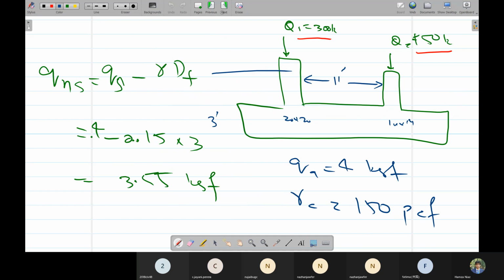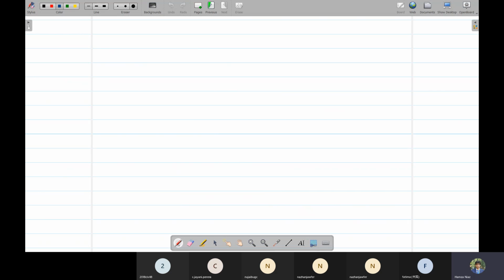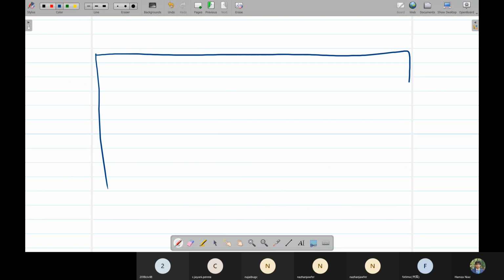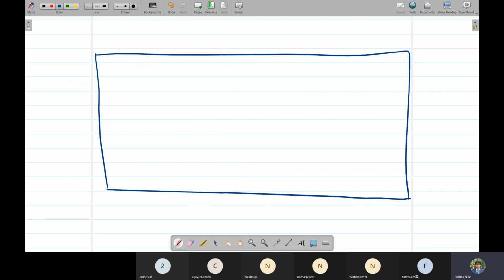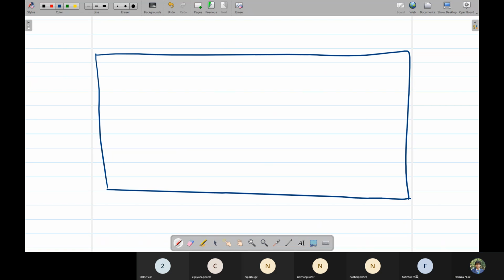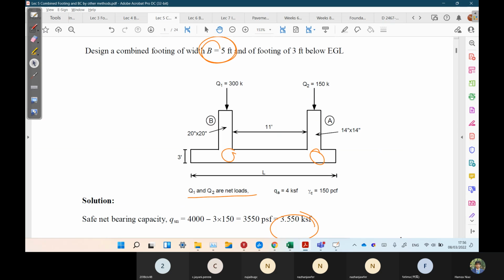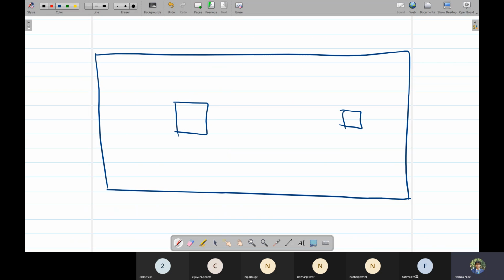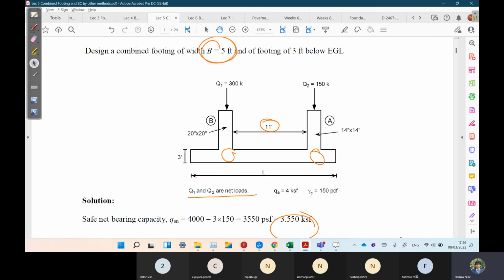If we draw the plan view of the footing, the column is present here, approximately 20 by 20, and this is the shorter column, 14 by 14. Q1 is acting here and Q2 is acting here. The distance between the columns is 11 feet clear distance.